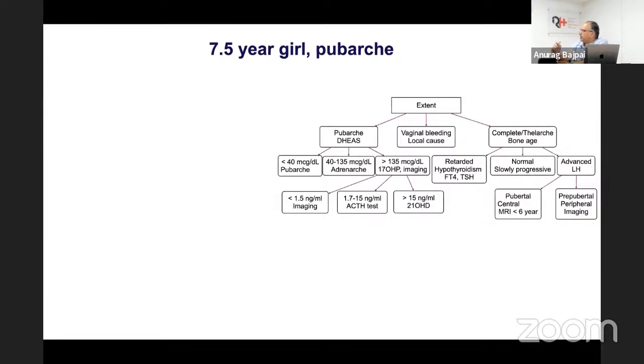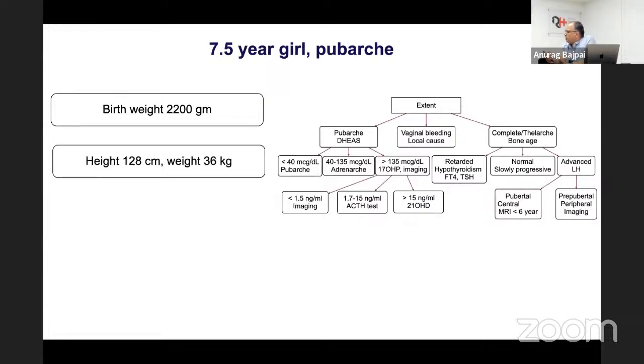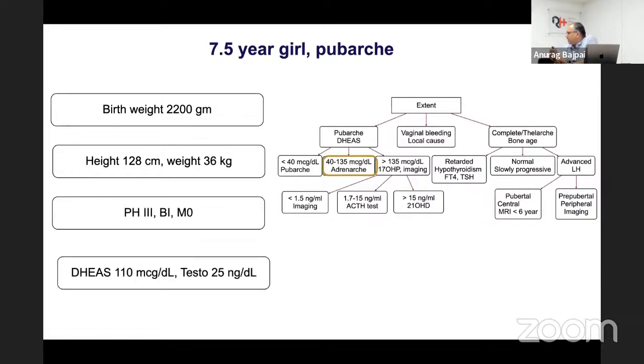7.5-year-old girl with pubarche. So this is a different scenario. Birth weight was low, she was SGA. She is reasonably okay in terms of height, maybe a bit tall. Pubic hair stage 3 and B1. So at stage 3 we start worrying. Now you did a workup, you found DHEAS of 110 and testosterone of 25. Which of these 3 categories, pubarche, adenarche, exaggerated adenarche, will you keep? So this is simple adenarche.